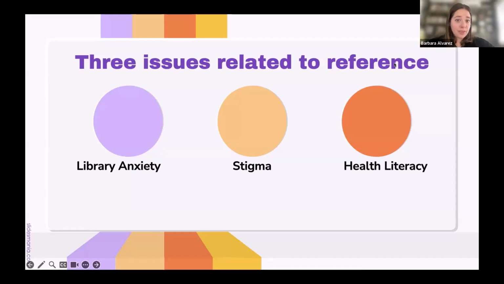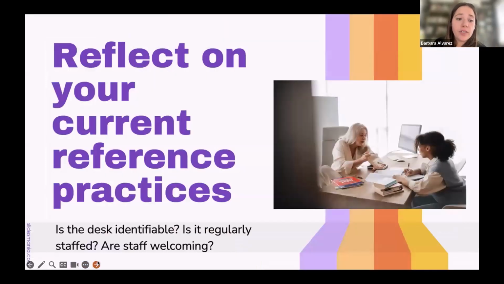They just don't feel comfortable saying that. So we have to keep in mind all of these three compounding issues that can impede reference services.